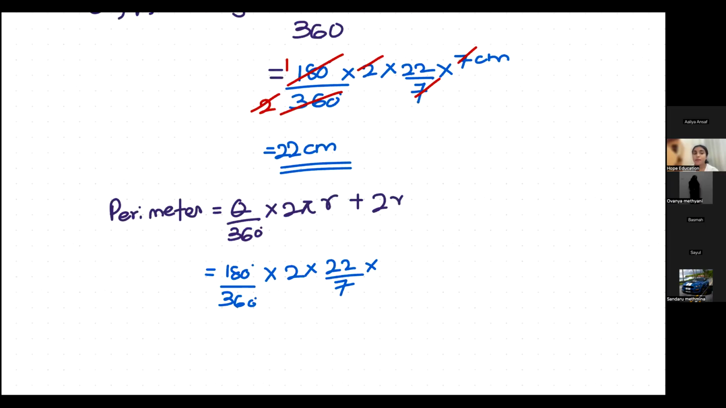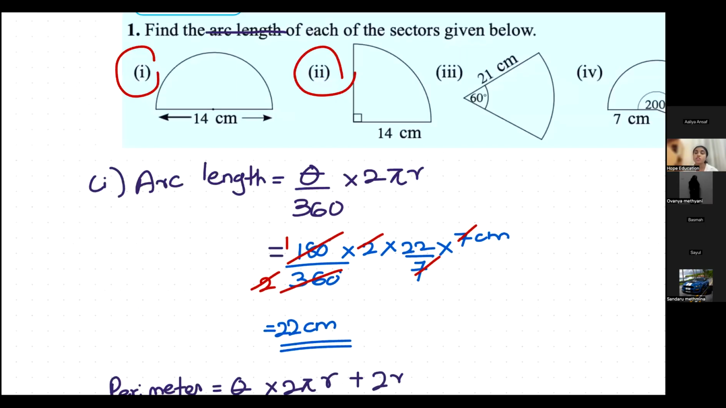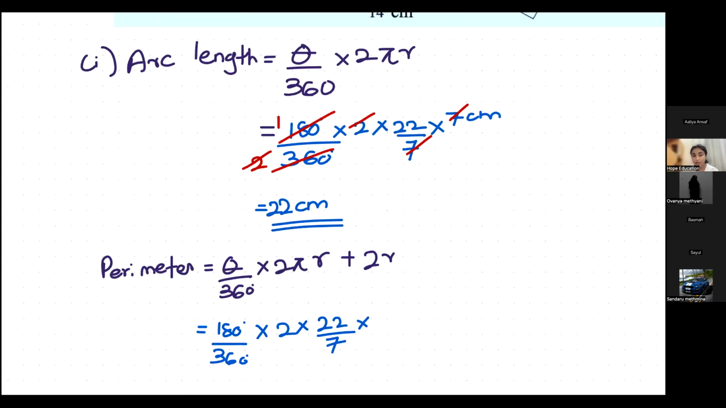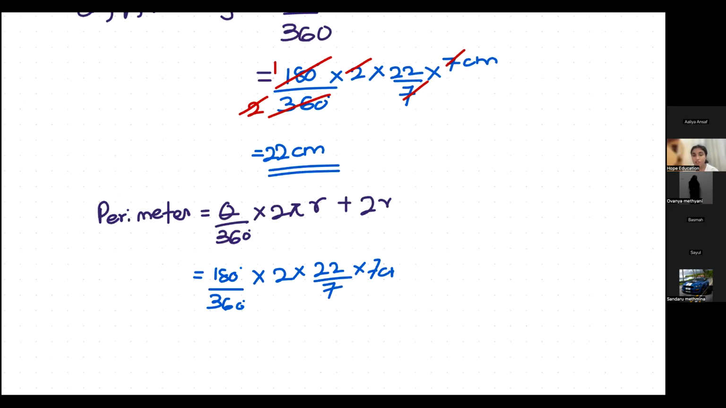Then radius එක මෙතන 14 තිබ්බට that is a diameter. So half that diameter is the radius. So here the radius is 7 centimeters. Plus 2r. 2r means 2 times the radius. So 2 times radius is 7 centimeters.